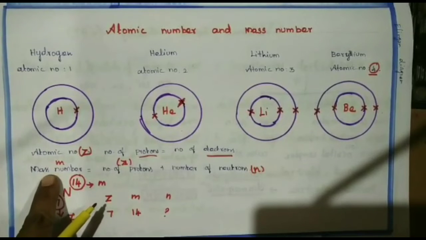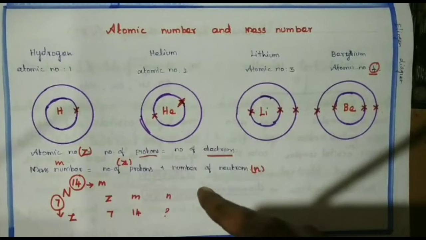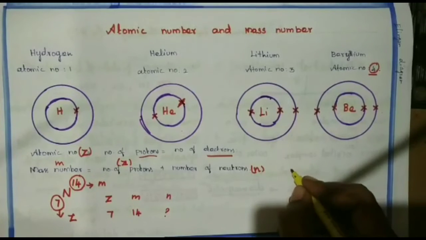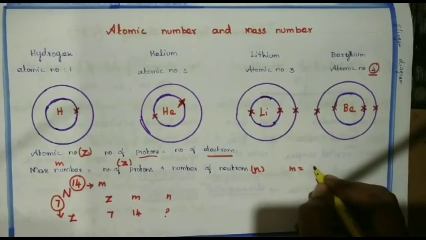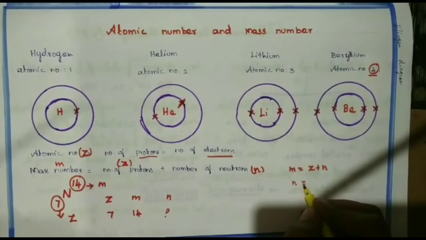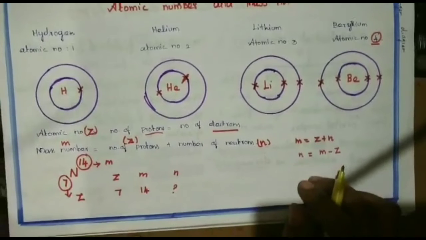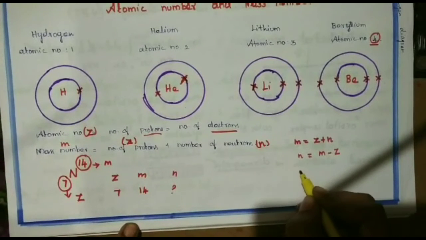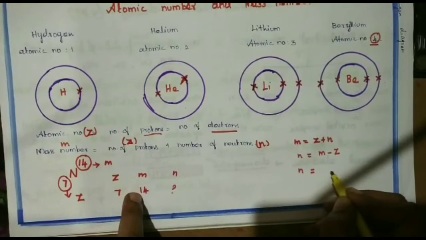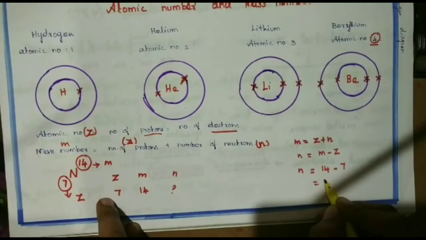So M is the mass number, Z is the number of protons, and the number of neutrons is N. So we know that M is equal to Z plus N. Therefore N is equal to M minus Z. We can rearrange this: N is equal to M minus Z. Therefore in this equation, M is 14, minus Z is equal to 7. Therefore N is equal to 7.